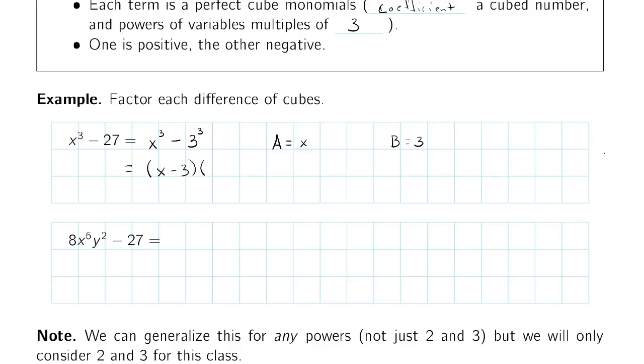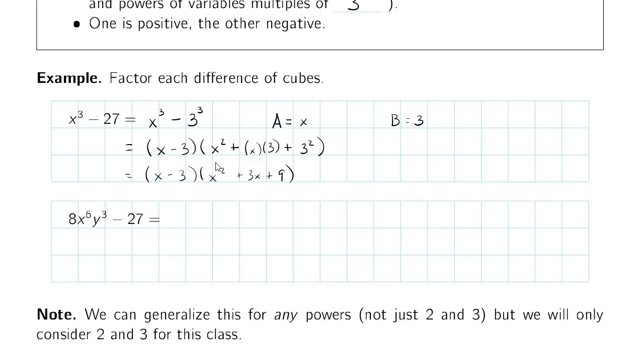Our second factor is a squared, so x squared, plus ab, so x times 3, plus b squared, so 3 squared. Or, working that out, we've got x minus 3 times x squared plus 3x plus 9. We've now factored x cubed minus 27 as x minus 3 times x squared plus 3x plus 9.